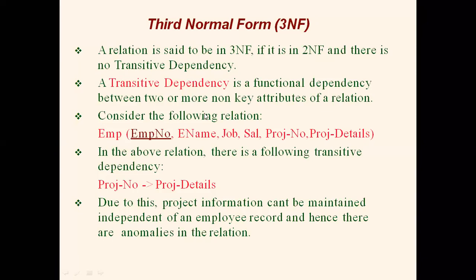Okay, so here let us have an example. Here we have an employee table which has an employee number, employee name, job, salary, the project number, and project details. Okay, so let us see in the above relation that there is the following transitive dependency.